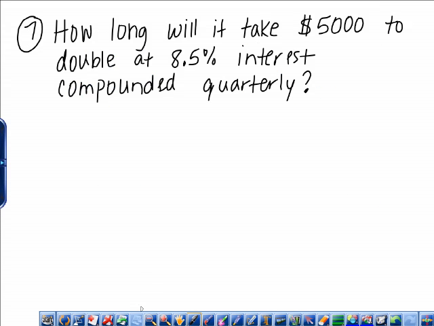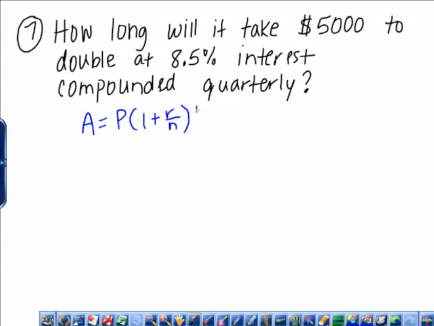Okay, so let's do a money problem. Let's end on a money problem. How long will it take $5,000 to double at 8.5% interest compounded quarterly? All right, this is something that people actually want to know. You want to say, when will I ever use this stuff? This is something that you might actually use in the very near future if you haven't already thought of things like this.